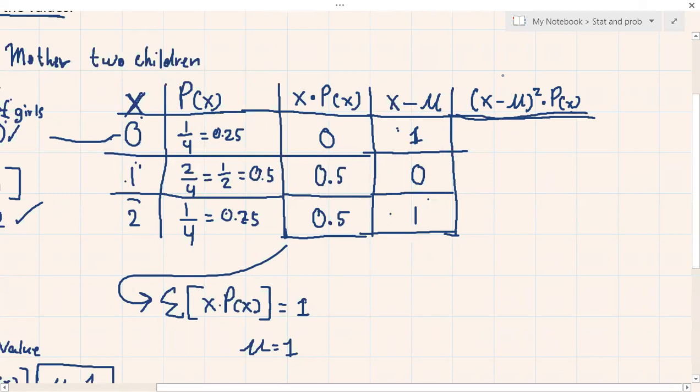Fifth column natin is basically squared of x minus the mean times p of x. Okay? Basically, kung anong meron mo dito sa column na to, i-square mo siya, tapos i-multiply mo siya sa p of x. Try natin ha.